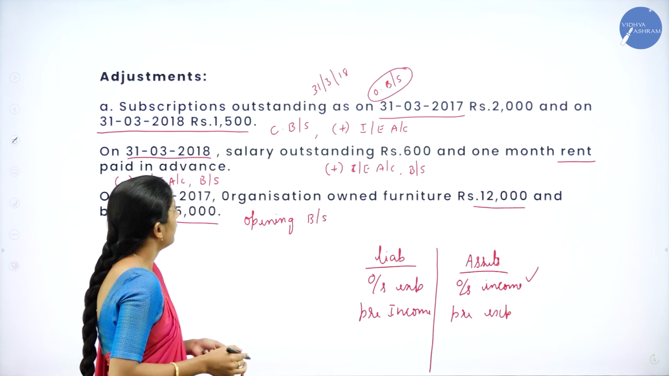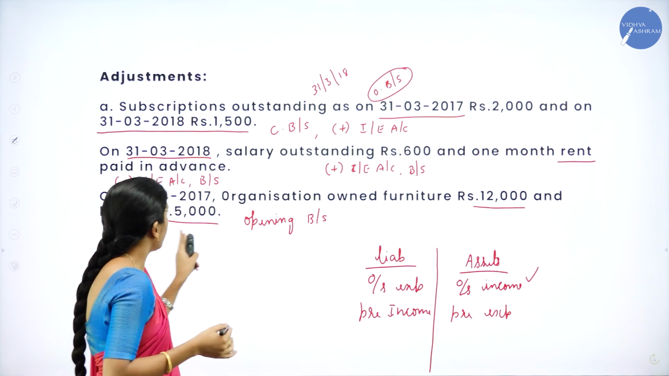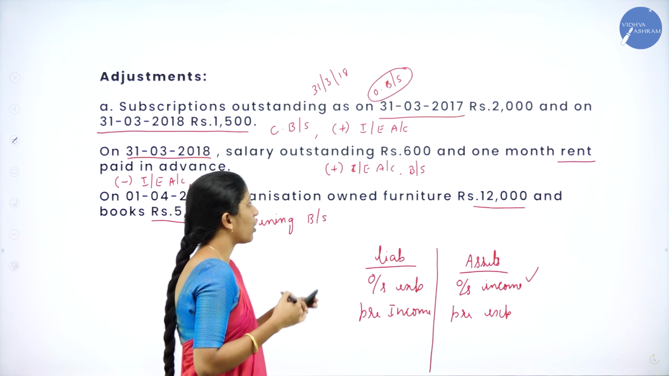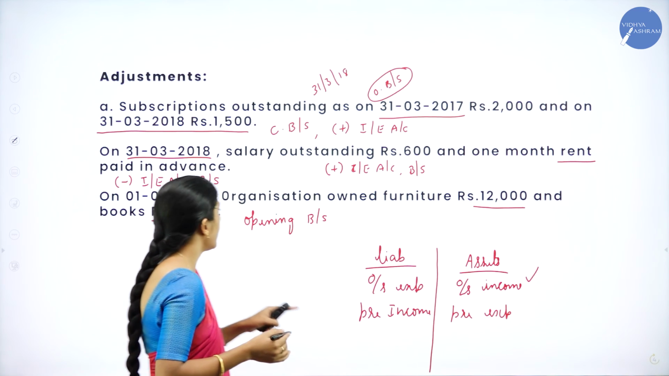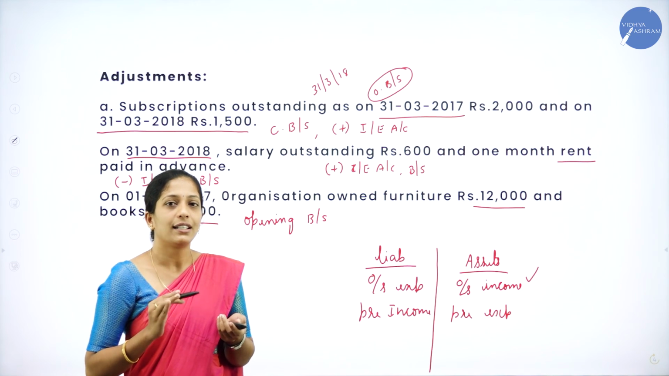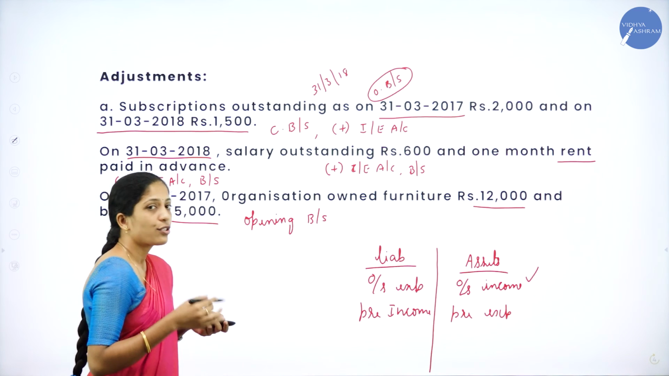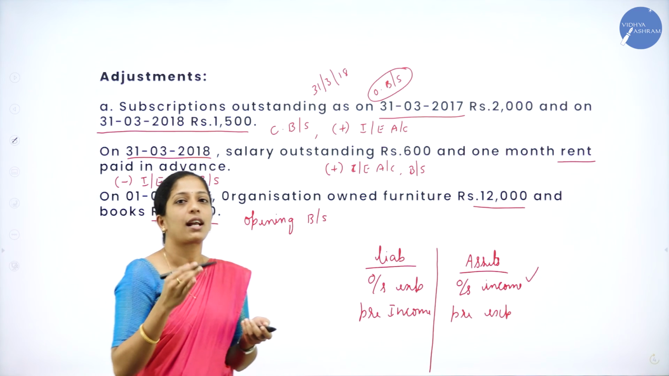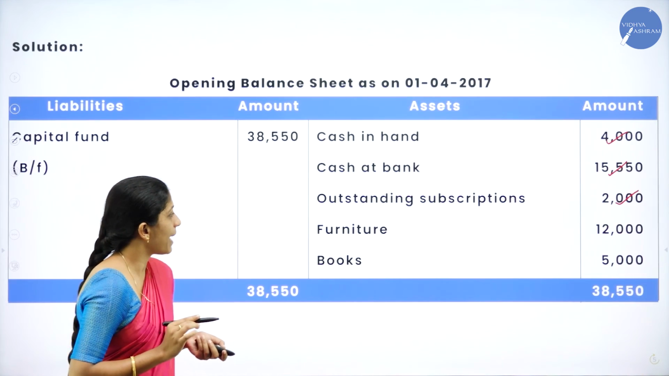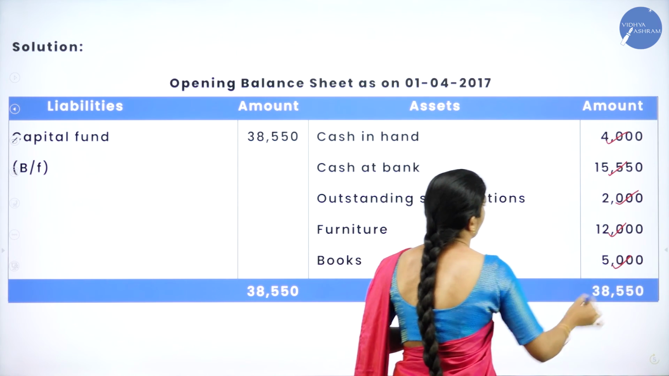Next, see the adjustments. No more other items here. And in the last adjustments, they have told that on 1/4/2017 the organization owned furniture 12,000 and books worth rupees 5,000. In the sense, at the beginning of the financial year they had 12,000 worth furniture and books worth 5,000. So what is furniture and books? It is a fixed asset, right? So it has to be recorded in the asset side of the balance sheet. So furniture rupees 12,000 and books rupees 5,000.